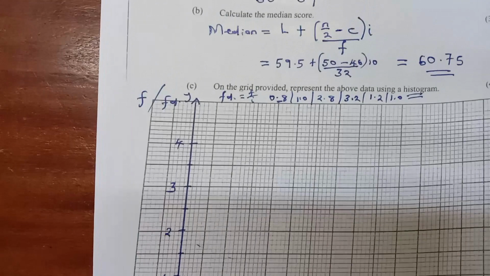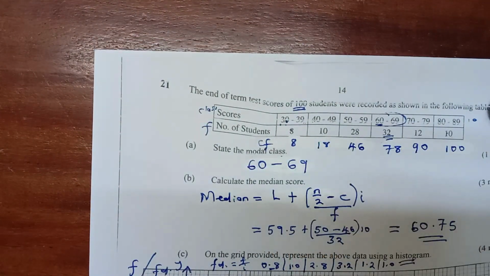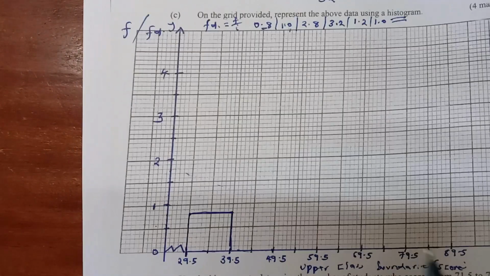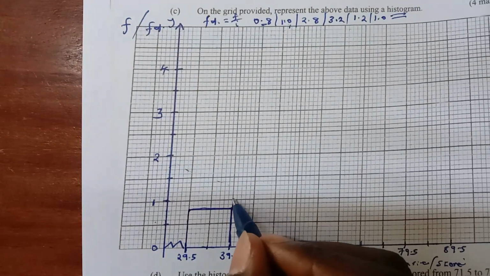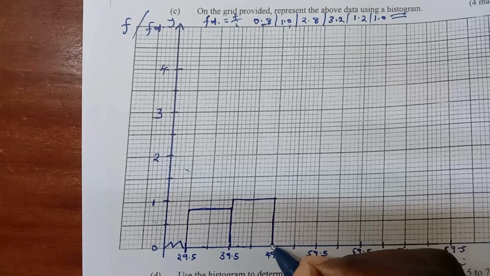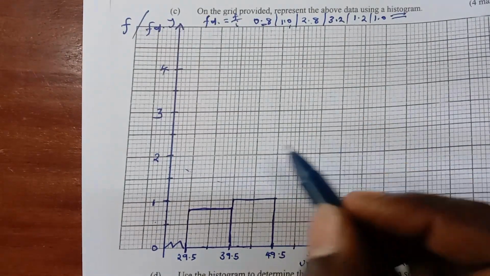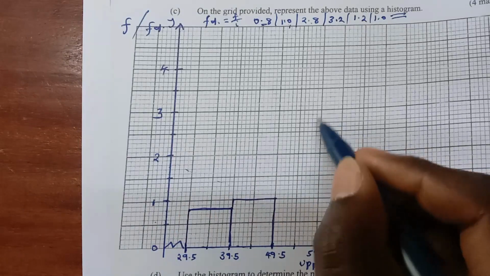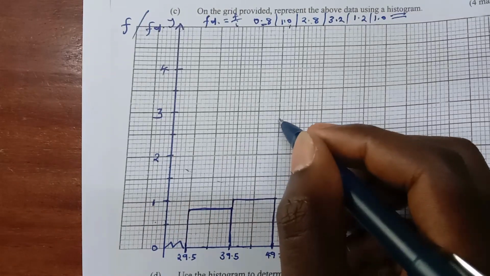The next, we have the class of 39.5 to 49.5. It goes to 10 over 10, it is 1. So the next class will go up to 1. The next class will go up to 1. The next class will go up to 2.8. So we go up to 2.8, just 2 boxes shy of 3.